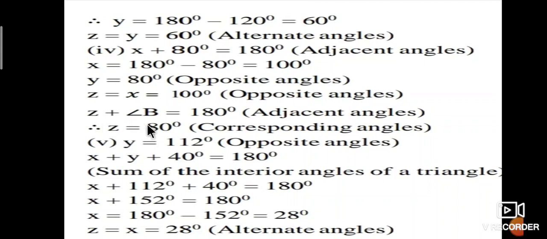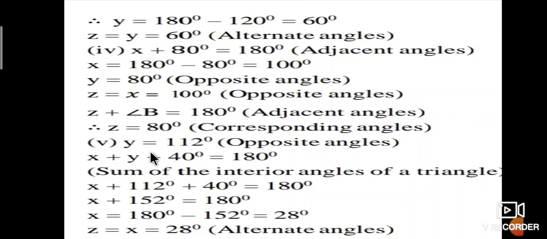Similarly, z plus angle B is equal to 180. Therefore, z is equal to 180 minus 80, that is 80 degrees. Similarly, y is equal to 80 degrees, because opposite angles in a parallelogram are equal. Therefore, z is equal to angle x, that is also 100 degrees, because opposite angles in a parallelogram are equal. Similarly, z plus angle B is equal to 180 degrees, because the adjacent angles sum to 180.